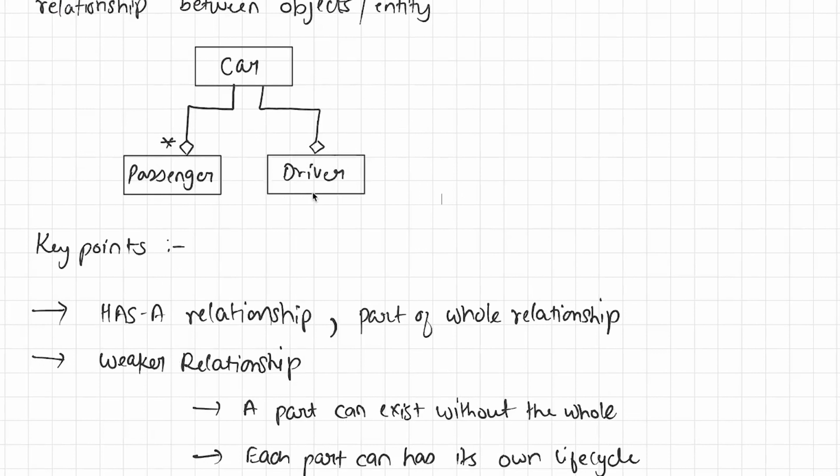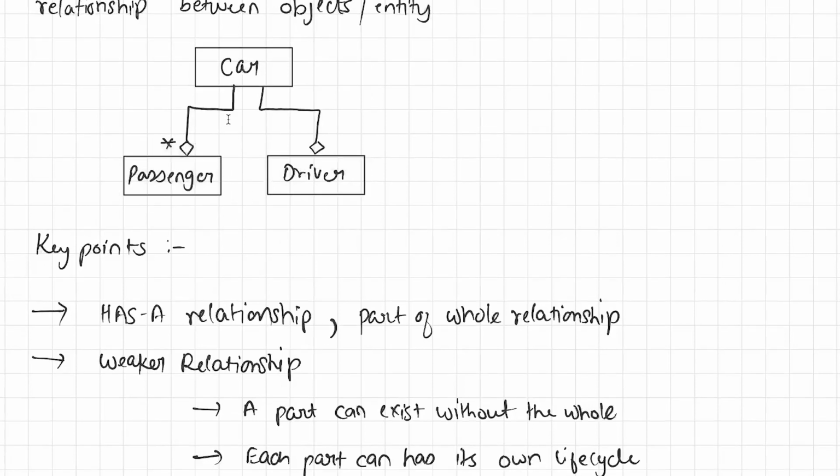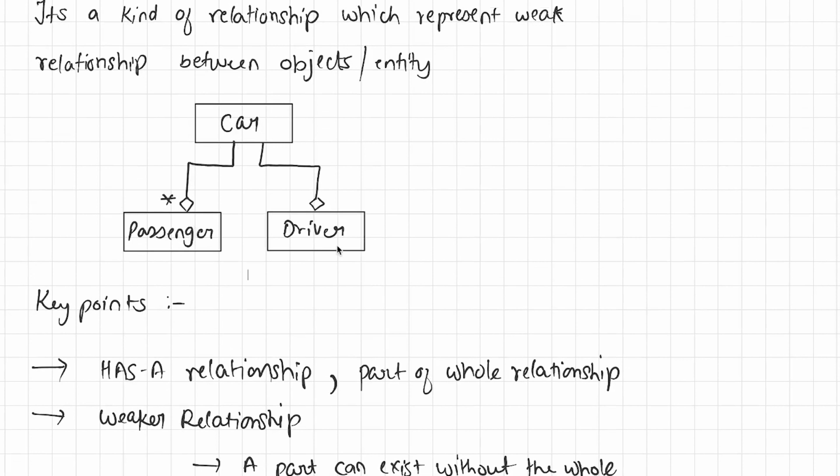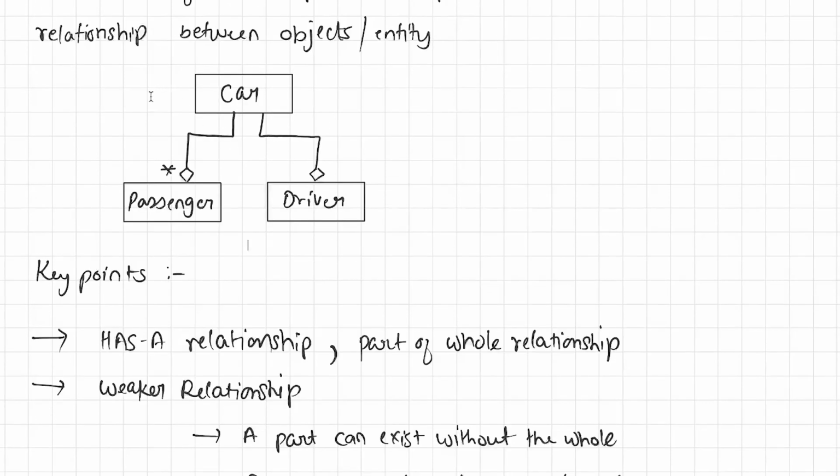But as driver and passenger can sit inside a car to drive the car or to travel from one place to another, we can say that there is a weaker relationship between car, passenger and driver. So car has one or more passengers and car has one driver.